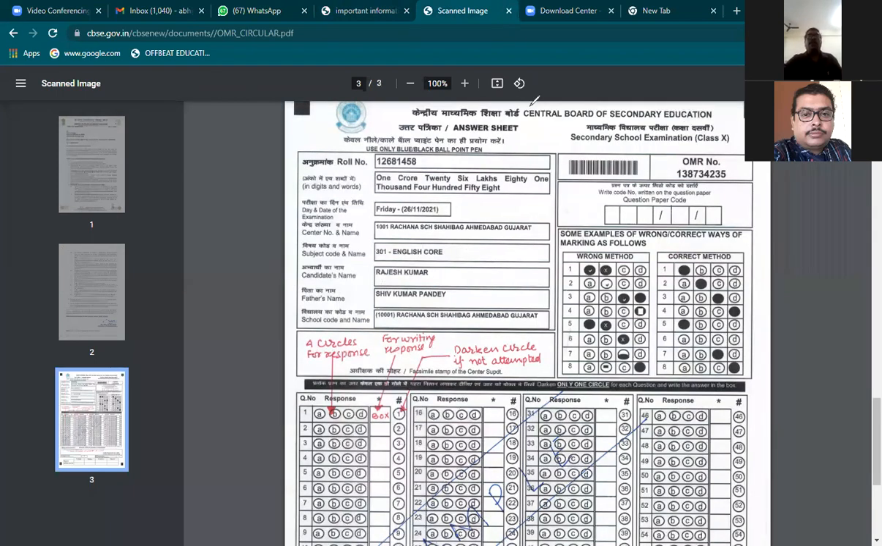So how are you going to do that? The roll number is already pre-filled. You can see the roll number over there. Next, the digits and words are also pre-filled. The date of the examination, Friday, is already pre-filled. Center name, center number, subject code, candidate's name, father's name, and school code will already be pre-filled over there.